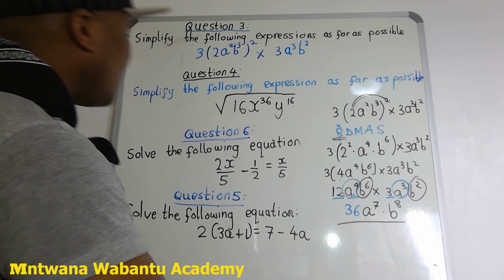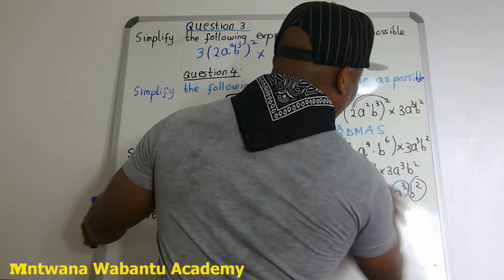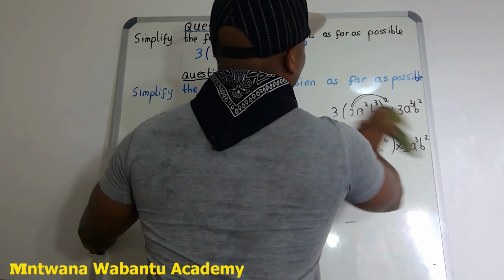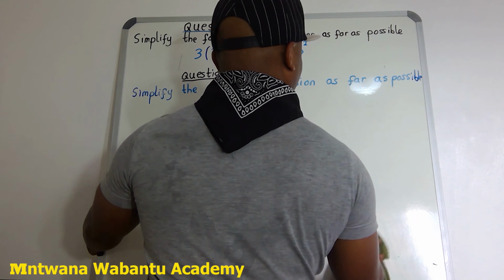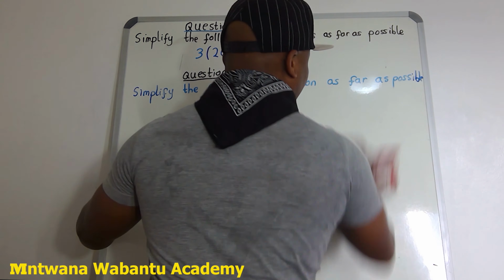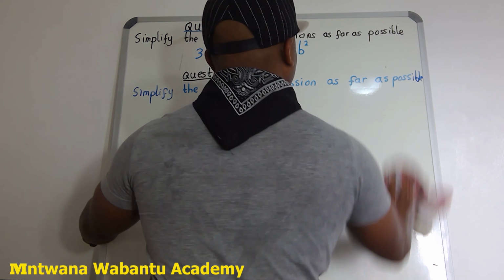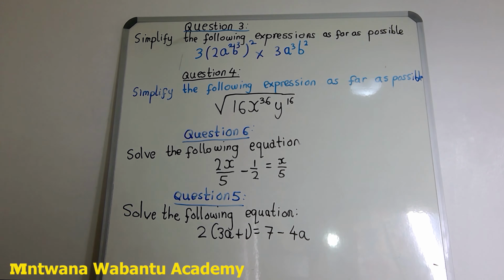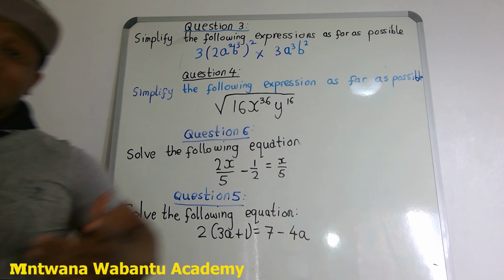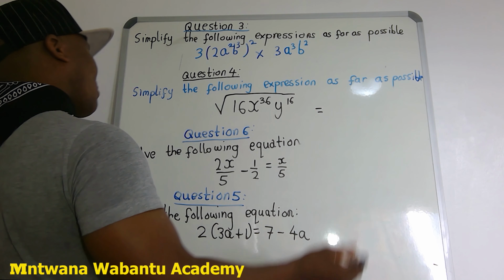Okay. Now let's go to question number 4. So I'm going to raise this to make a space. So let's say simplify the following expression as far as possible. So we have to simplify the expression as far as possible. So what we're going to do, this is easy, man. So the best way, there's a lot of ways you can do.